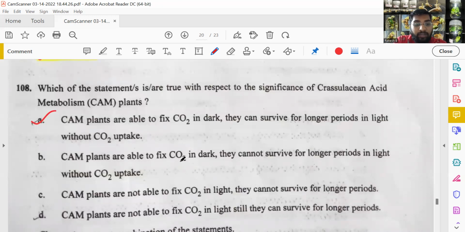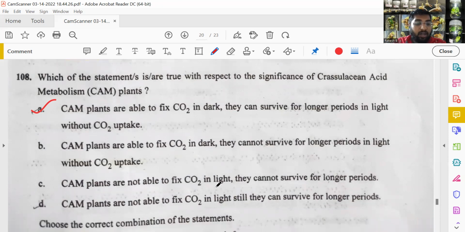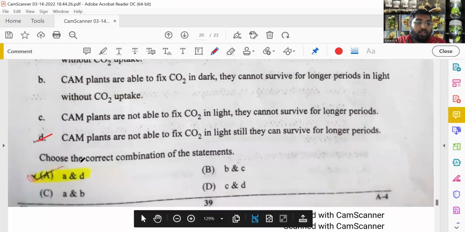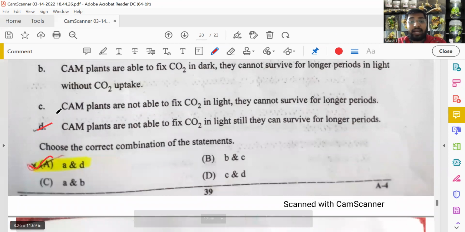They are able to fix carbon dioxide in the dark, and they can survive longer periods in light, because in desert conditions the light duration is very long. Also, CAM plants are not able to fix carbon dioxide in the light, as I said, because the stomata is closed. So if you choose options A and D, that will be the right answer.